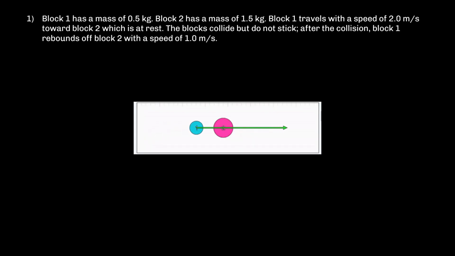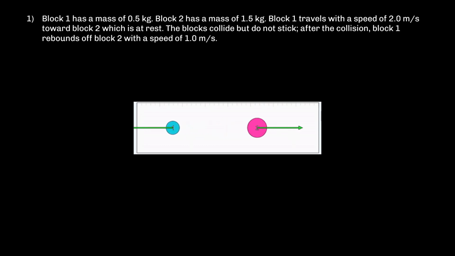All right, so in our first example, we're going to have block 1, or ball 1 here in my simulation, of mass 0.5 kilograms. You have block 2 that has a mass of 1.5 kilograms. Block 1 is going to travel with a speed of 2 meters per second towards block 2, which is at rest. They're going to collide but not stick together, and block 1 is going to rebound off block 2 with a speed of 1 meter per second. So you can see that in the GIF down below.